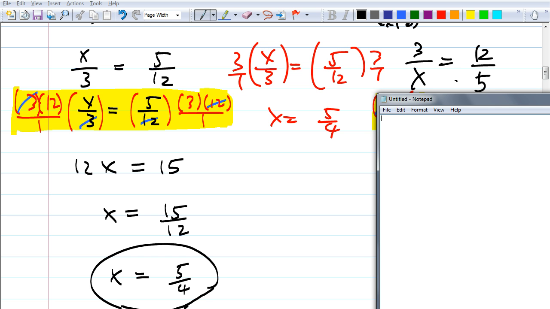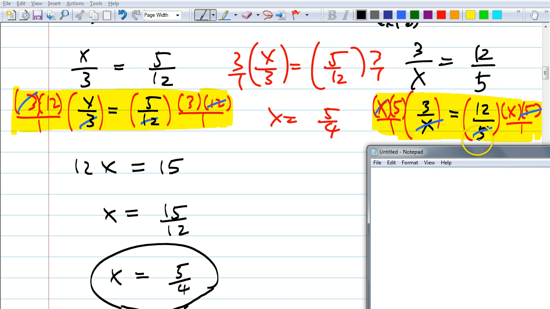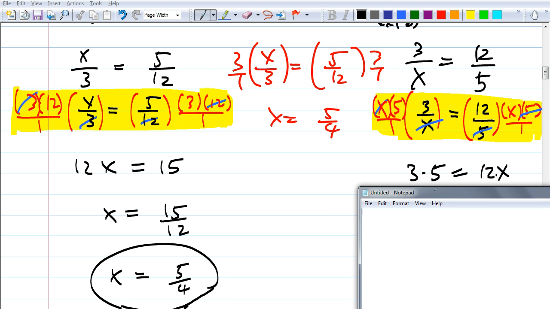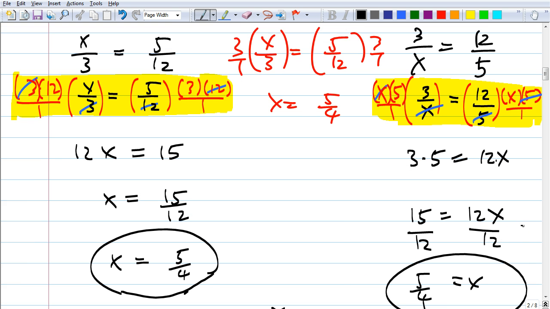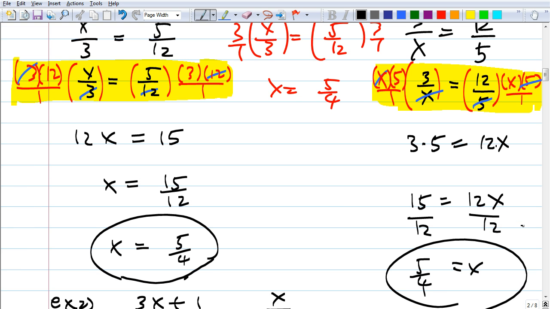Okay, guys, pay attention. So that's why when you have something like this, what can we do? Multiply both sides by the LCD, this time 5 times x. If I do that, then the x cancels out, the 5 cancels out. It gets really nice. It becomes 3 times 5 equals 12x. Divide both sides by 12, and we get, again, 5/4. Does that make sense? So that's the reason why I showed you.